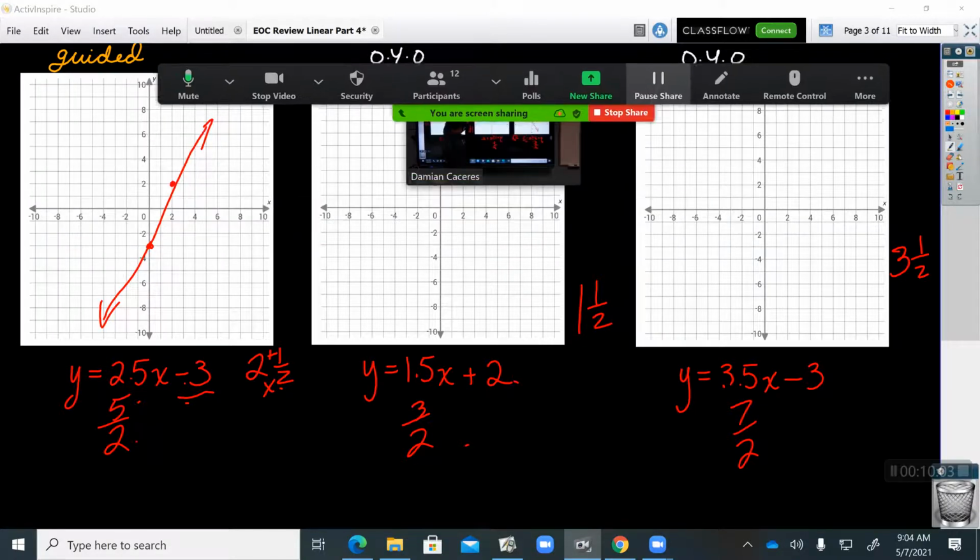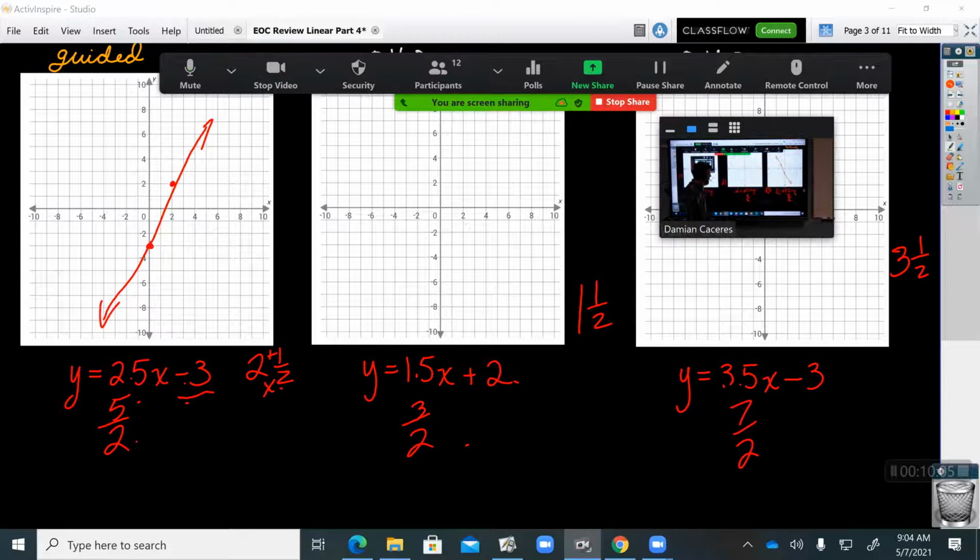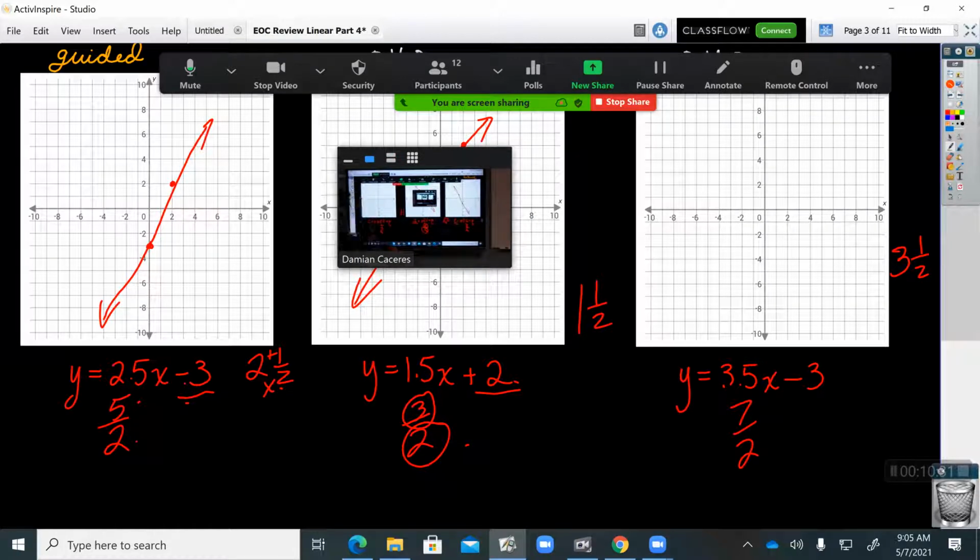So on the second example, we changed 1.5 to 3 over 2. So now we get to graph it using the slope-intercept method. Positive 2 is your y-intercept. You put your first dot right on the y-axis. And now from that dot, not from the 0, from that dot, you go up 3, right 2. Done.